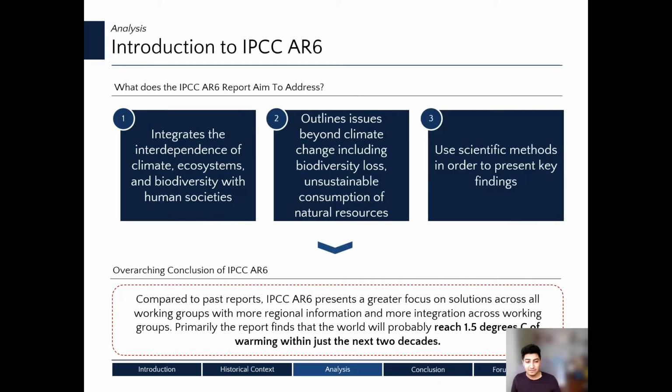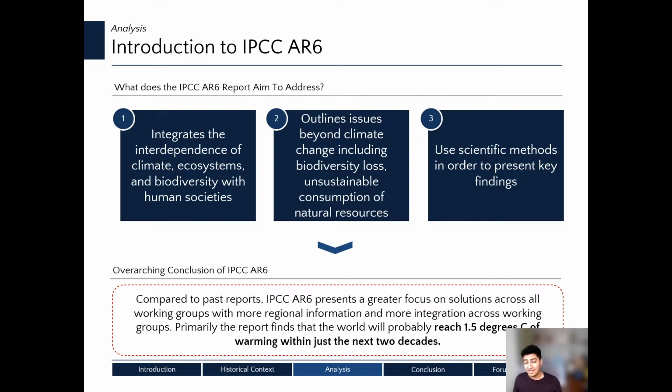And so, diving deeper into IPCC AR6, this report really aims to address three main things. Firstly, it integrates the interdependence of climate, ecosystems, and biodiversity within human societies. Secondly, it outlines issues beyond climate change, including biodiversity loss and unsustainable consumption. And thirdly, it uses scientific methods in order to present these key findings. Compared to past reports, IPCC AR6 focuses on solutions across all working groups, with more regional information and more integration across these groups.